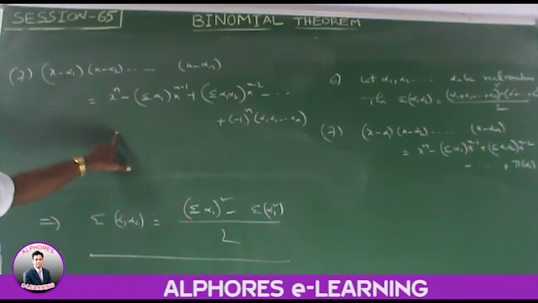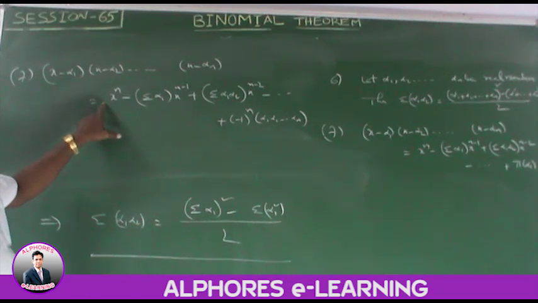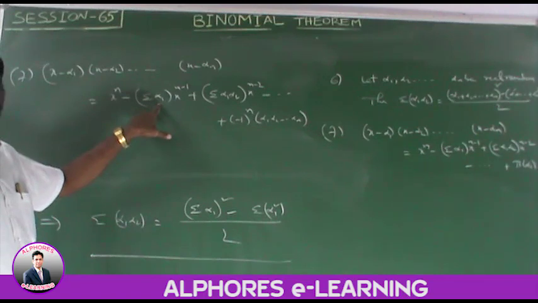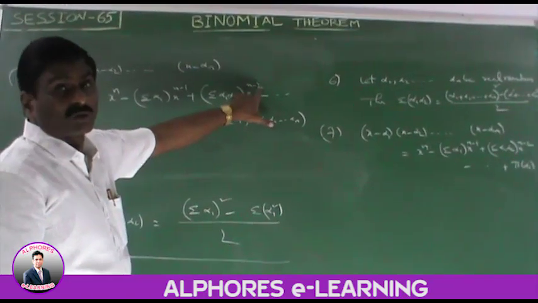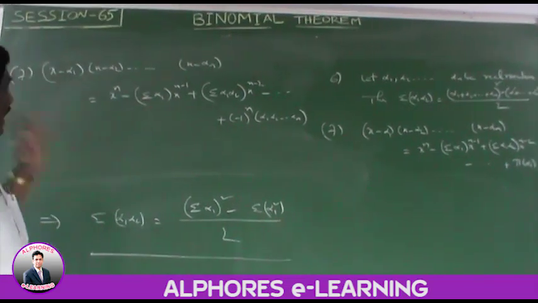Already we know about this value. In this case, what is the coefficient of x power n? 1. What is the coefficient of x power n minus 1? Minus of sigma alpha 1. What is the coefficient of x power n minus 2? Sigma alpha 1 alpha 2. In exams, they ask in this way.